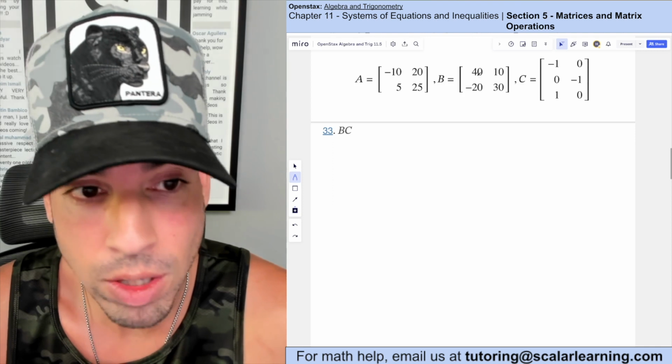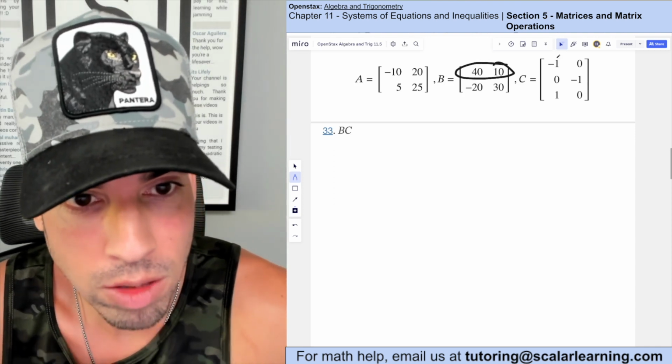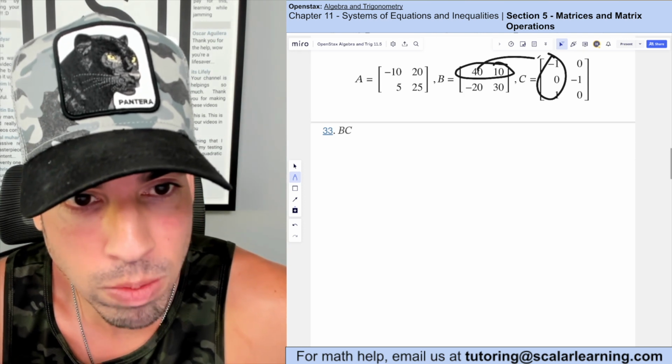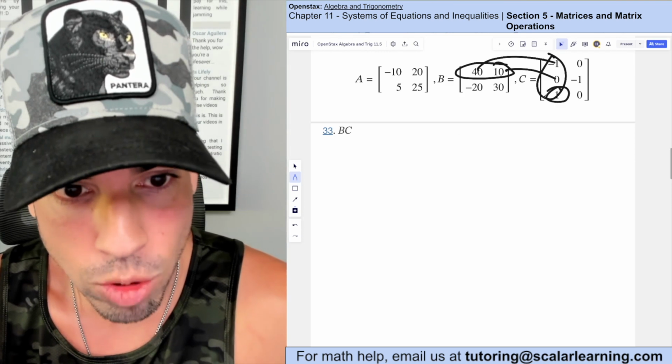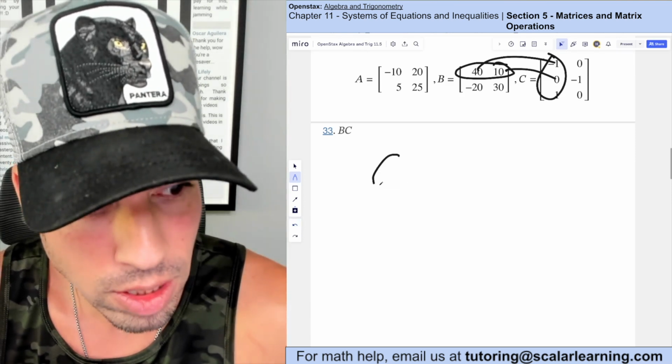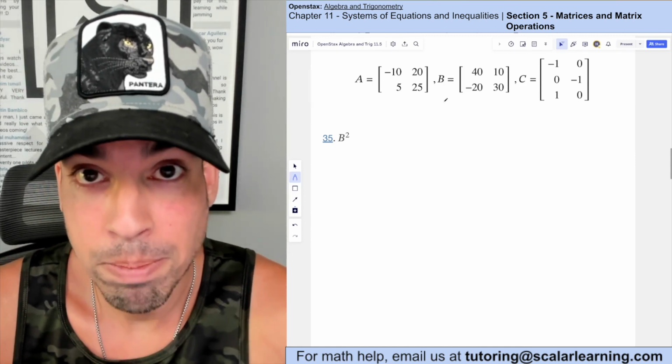But the thing we have to figure out first is, is this even feasible? Because here we have 2 columns and we have 3 rows. And again, we're supposed to multiply like this, but then we're out, right? We don't have a third column to multiply that third row. So this is actually not possible. Done. So for this one, when they say B squared, it's really B times itself.